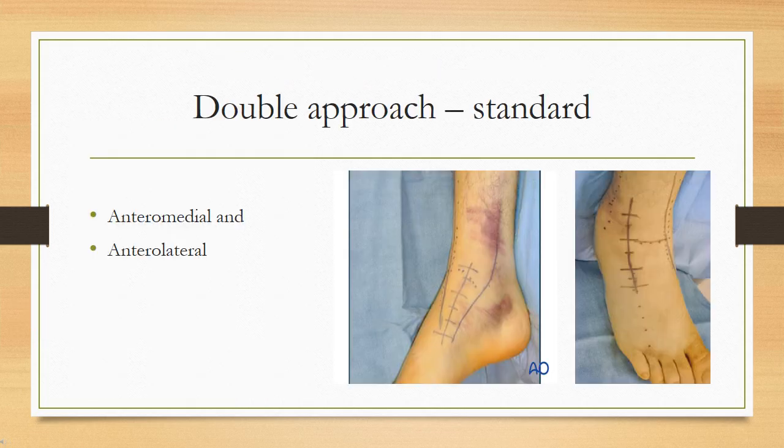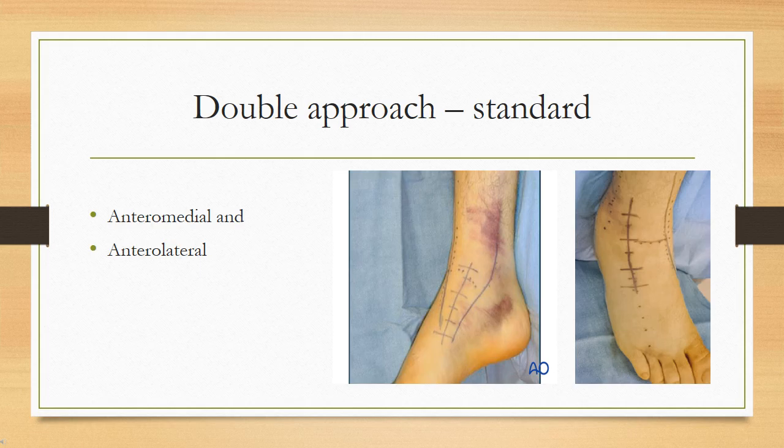Additionally, comminuted fractures of the talus are challenging to handle through a single approach, making it less suitable for complex injuries. The dual approach is the preferred method for displaced or comminuted talar neck fractures, as it provides excellent visualization of both medial and lateral sides of the fracture. It involves anteromedial and anterolateral incisions.